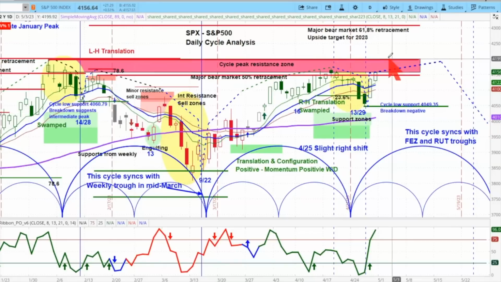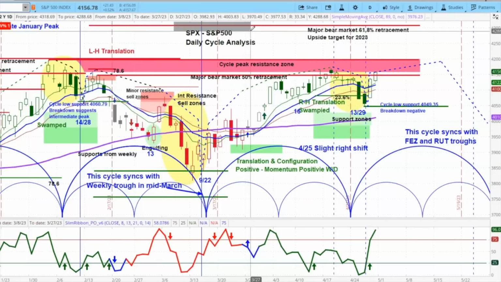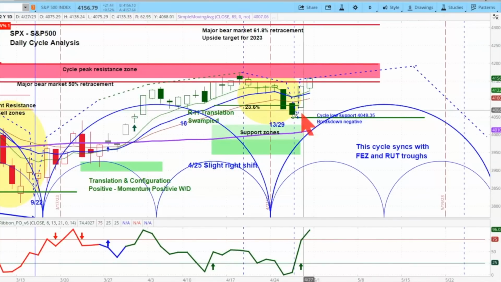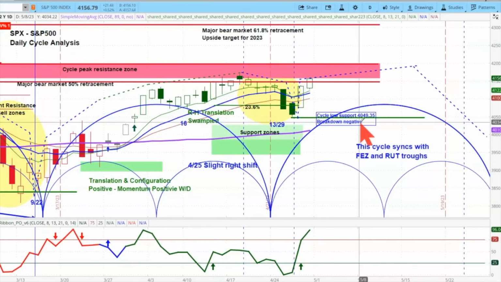For the short term, we're looking for a rally to stall up in here, somewhere below or around the 4,200 level, then start to correct down in here. We'll be watching this support right over there. Let me just get this little closer view so that you can see where those are. That cycle low right over there that occurred 3 days ago, 4,049.35.